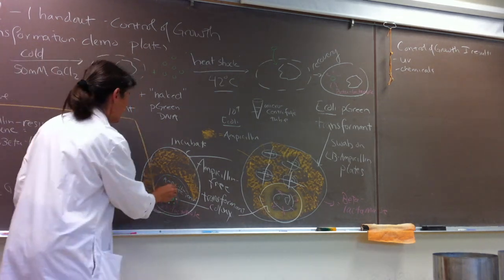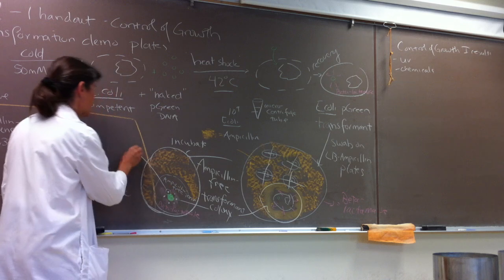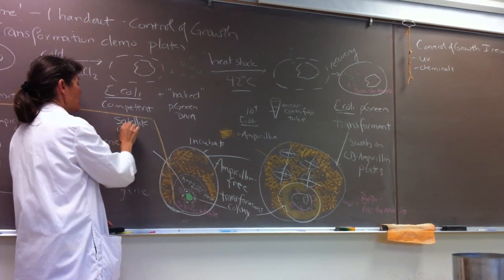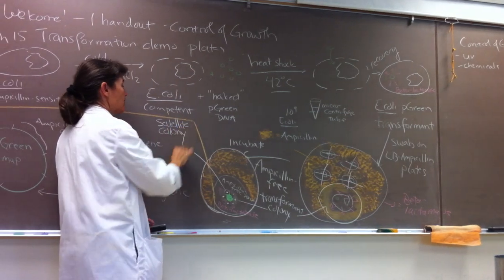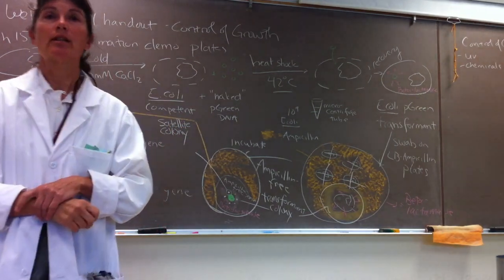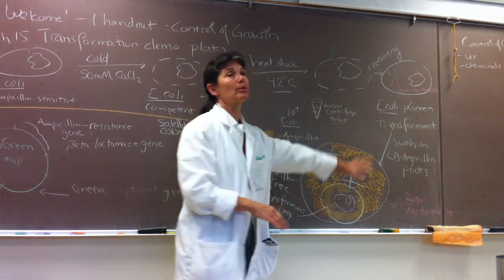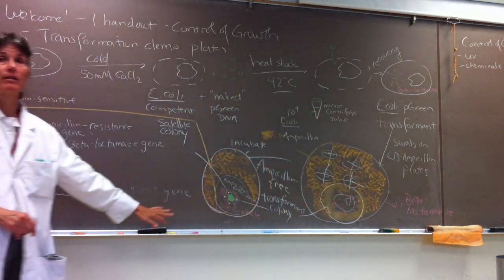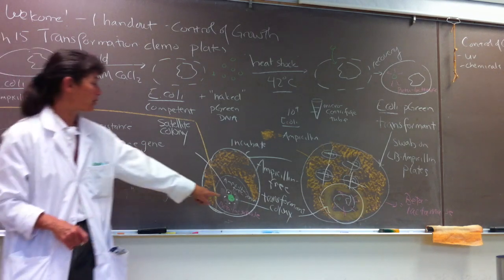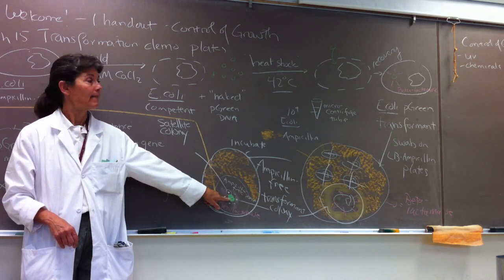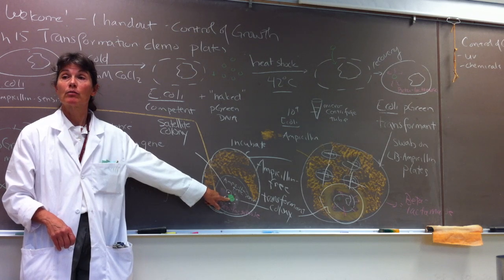Okay. So this is such an important question, you guys. What or who is making up those satellite colonies? Who do you think they are? Who else could have been in this mixture that got plated onto those LB amp plates? Okay, so we have the transformants growing. Who else was in that mix? E. coli that did not get transformed, right?